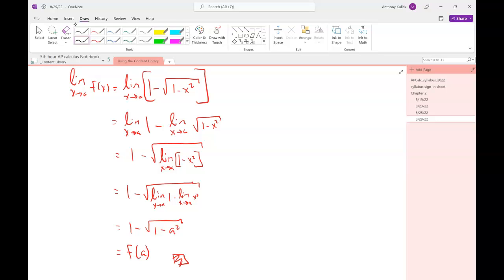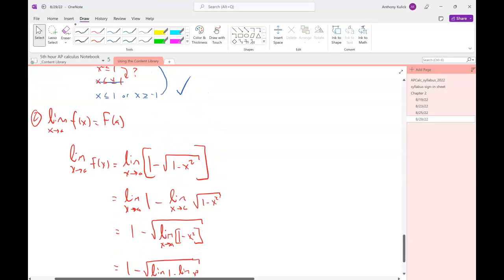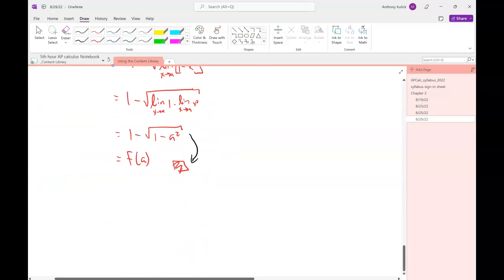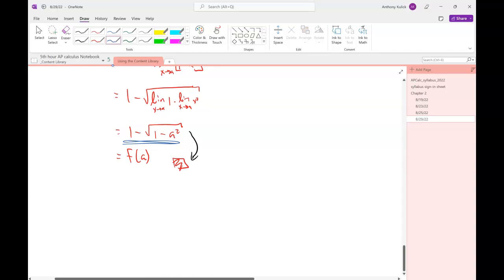How did you go from the second to last step to the last step? Well, my function f of x is this, right? If I plug a into that, I'm just going to put an a in for the x, which is what I had. Is that okay? Oh, yeah, that's okay. I got it.